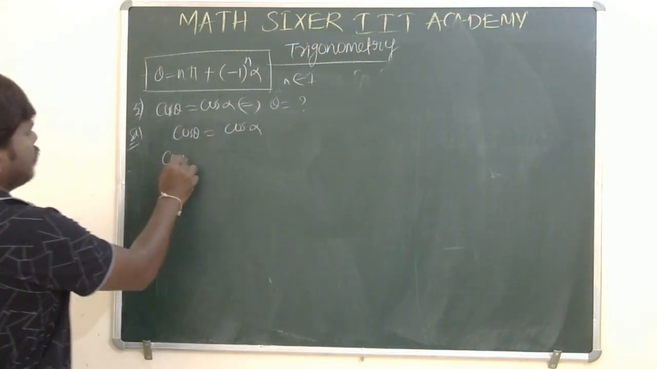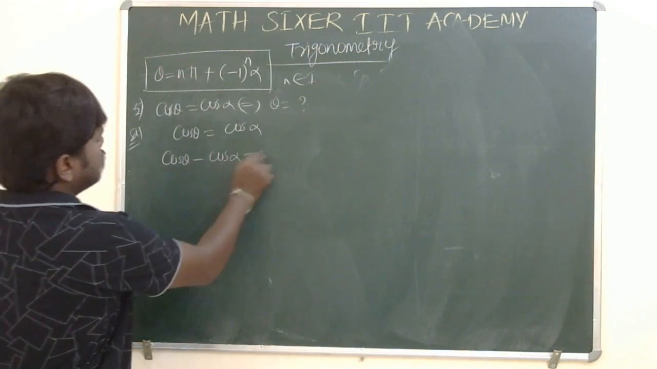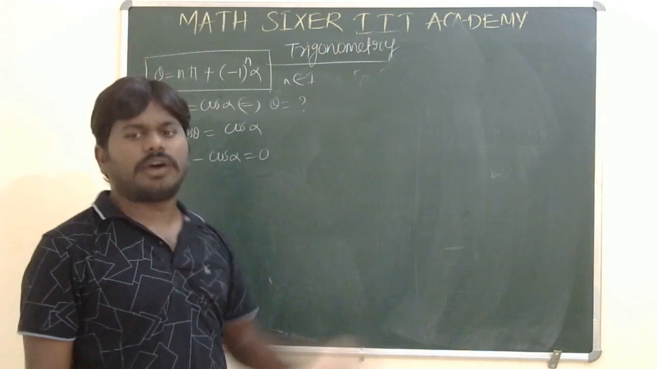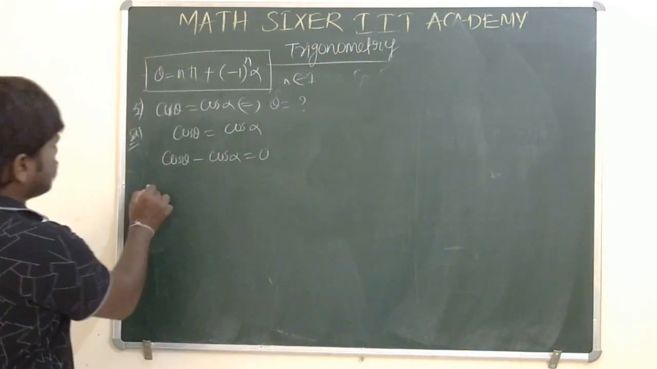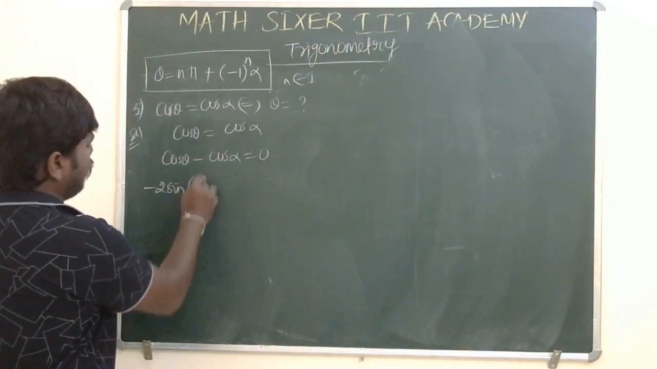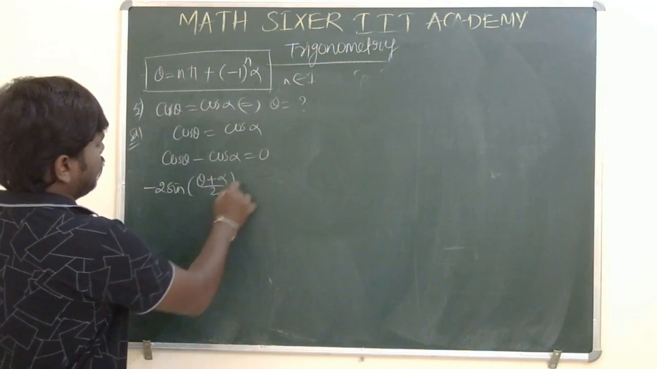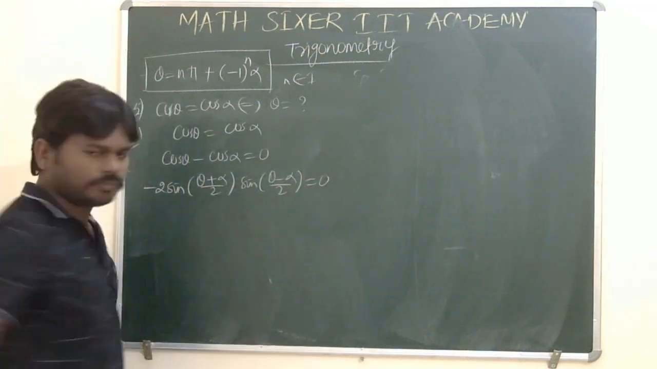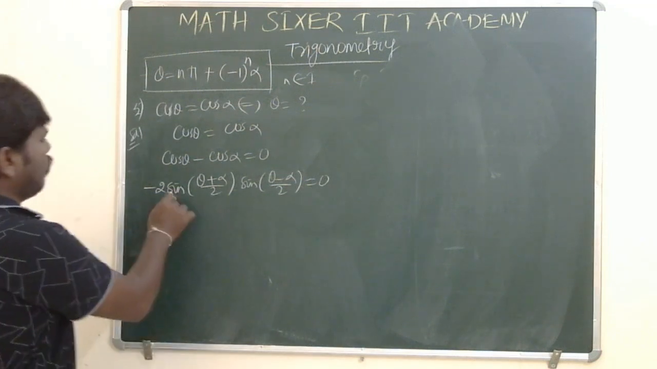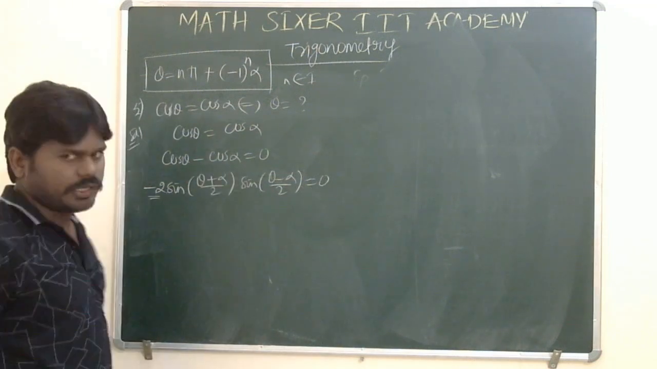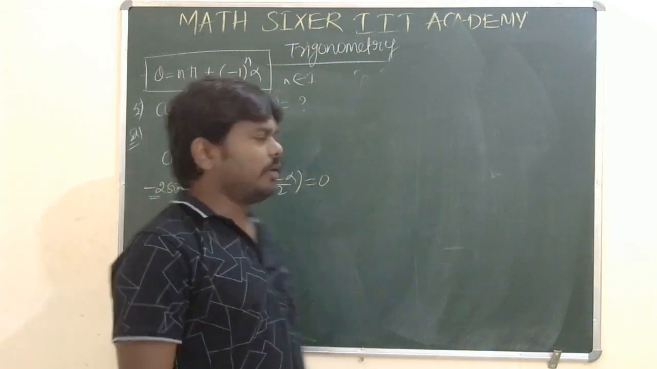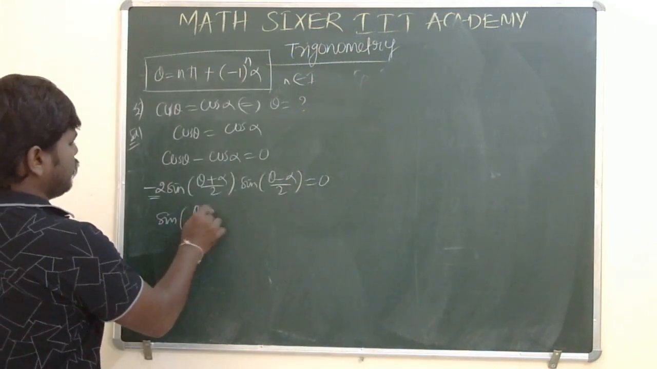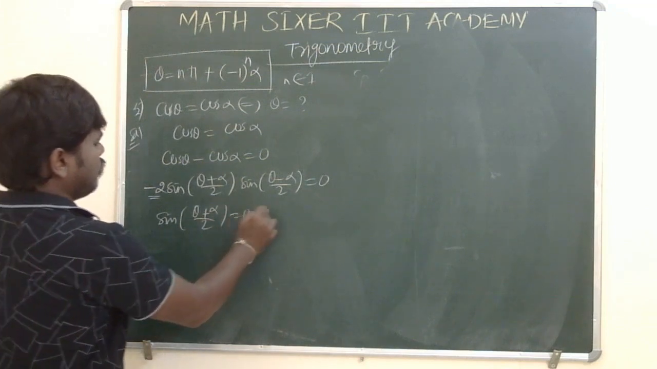So what we have to do here is cos theta minus cos alpha is equal to 0. Now we have to use the cos c minus cos d formula. Cos c minus cos d is minus 2 sin (c plus d)/2 and sin (c minus d)/2. Of course, when you take the minus 2 to the other side it becomes 0. Now the product of these two is equal to 0, which means either of them is equal to 0.